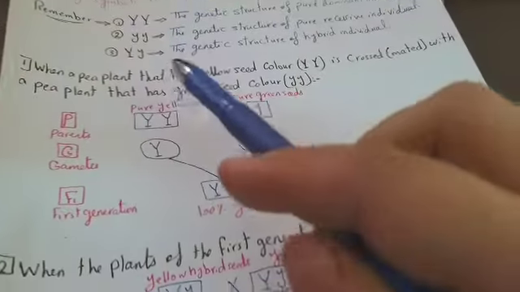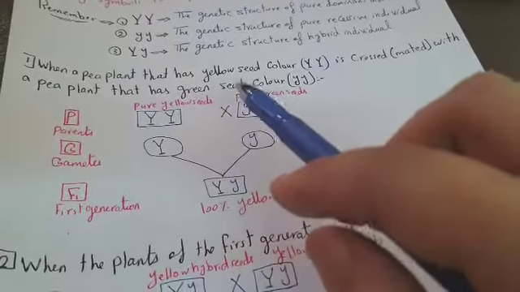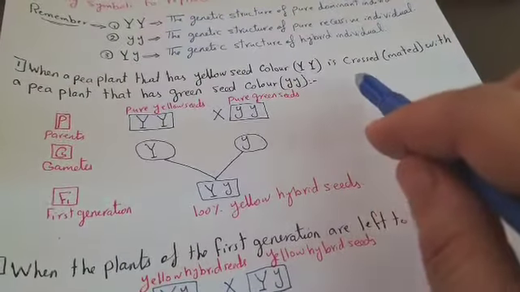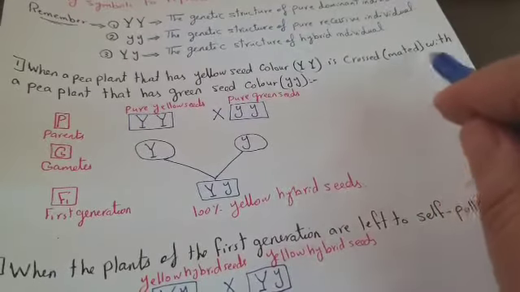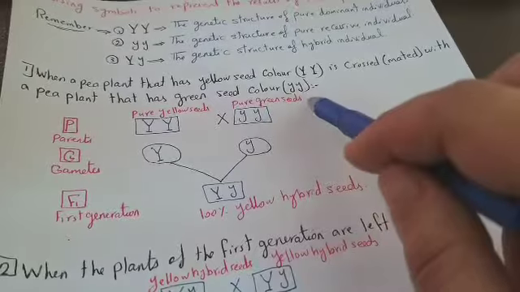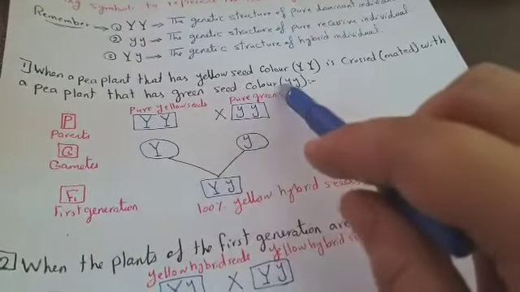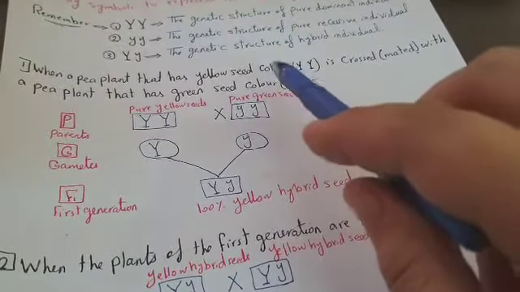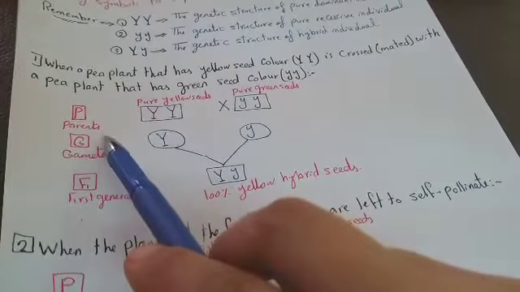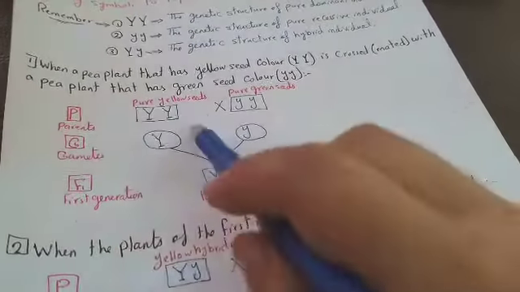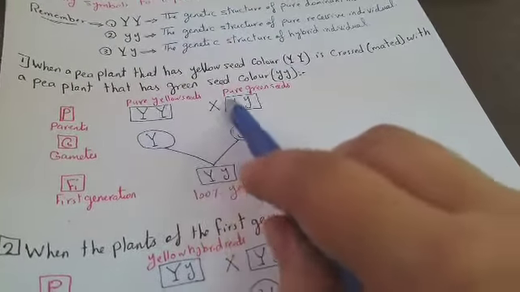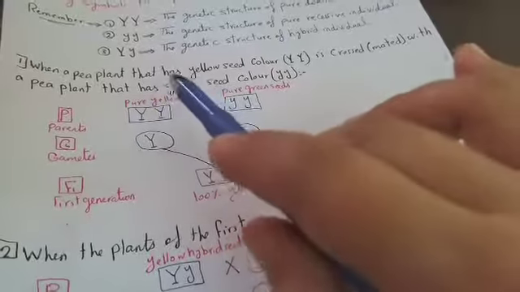Okay, when a pure pea plant that has yellow seed color is crossed, is mated, with a pea plant that has green seed color, Y small. This was Mendel's experiment on the seed colors of the pea plant. So here the parents, for example, we will say that this is the father and this is the mother, and we can swap them, no problem.